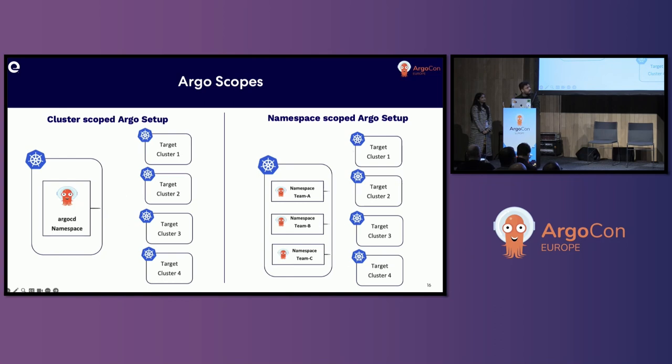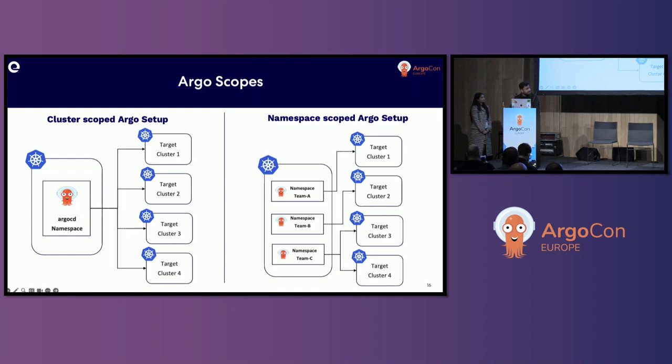On the other side, we have a namespace Argo setup, where we are running multiple Argo instances in a single cluster in different namespaces. Each instance can work as a single entry point for a single tenant, or multiple target clusters can be connecting to a single tenant or single instance.